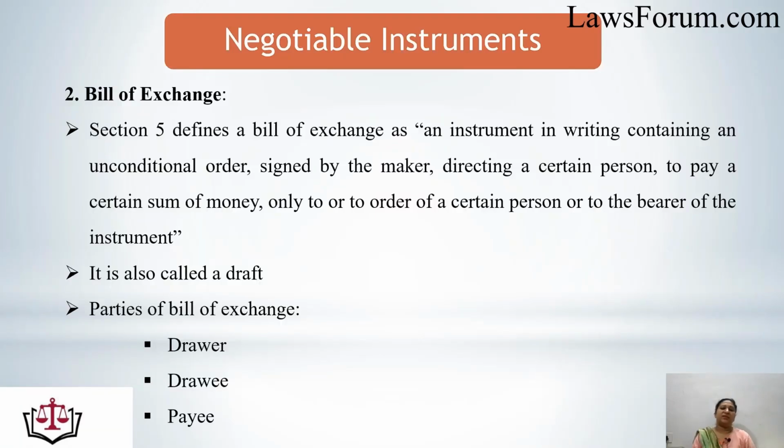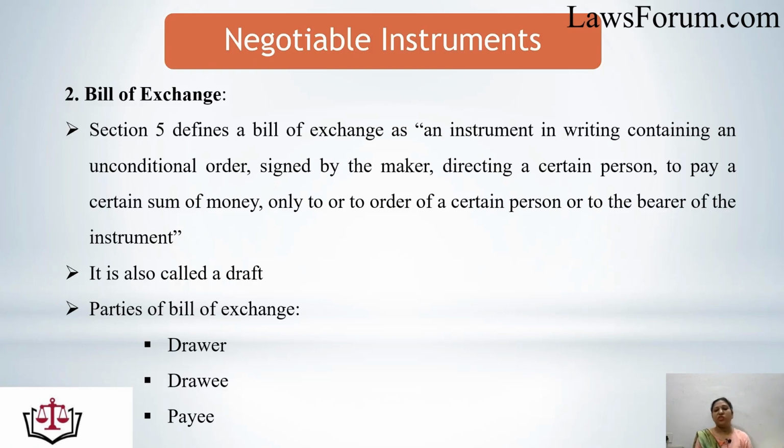So now let's move to the second type of negotiable instrument, that is the bill of exchange. Section 5 of the Negotiable Instruments Act 1881 defines the bill of exchange. What is a bill of exchange? An instrument in writing containing an unconditional order signed by the maker directing a certain person to pay a certain sum of money only to, or to the order of, a certain person or to the bearer of the instrument is known as a bill of exchange.